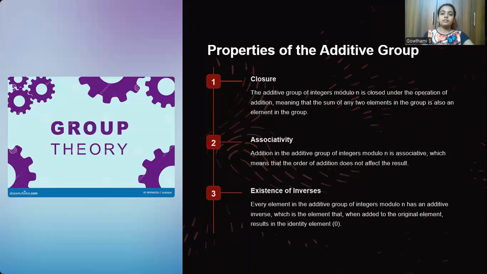For example, if you take 1, the identity element for this additive group is 0. If you add 1 plus 0, the answer will be 1, which is the same as the original number. In the case of getting an inverse, we have to show that when we add two numbers, we get the answer as 0. That is, we get the answer as the additive identity element.